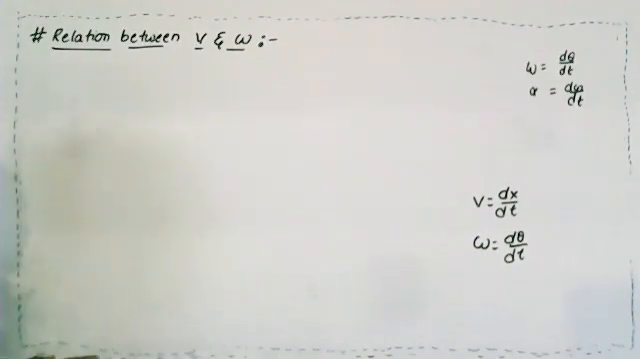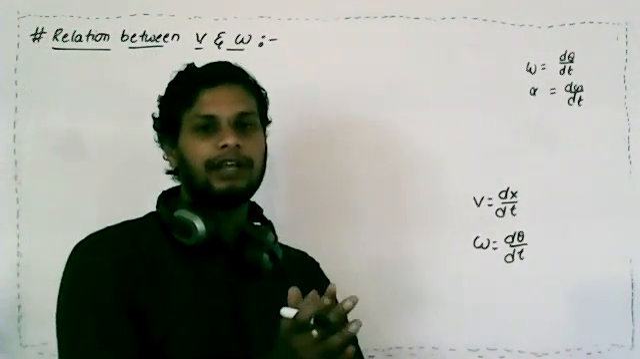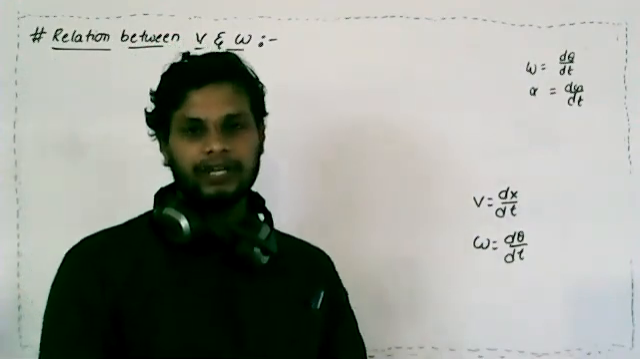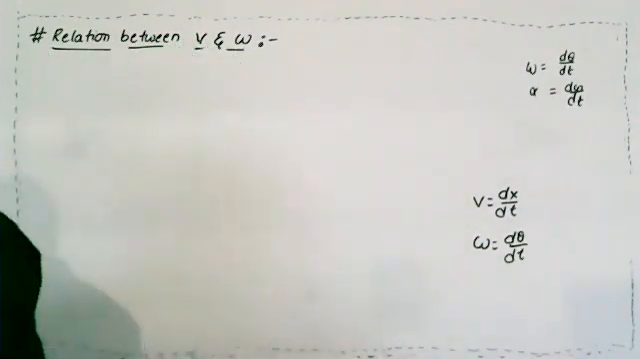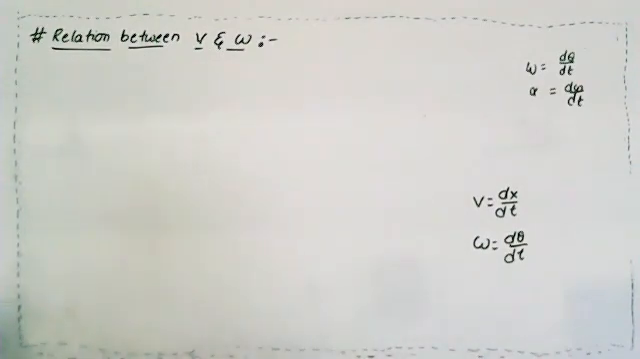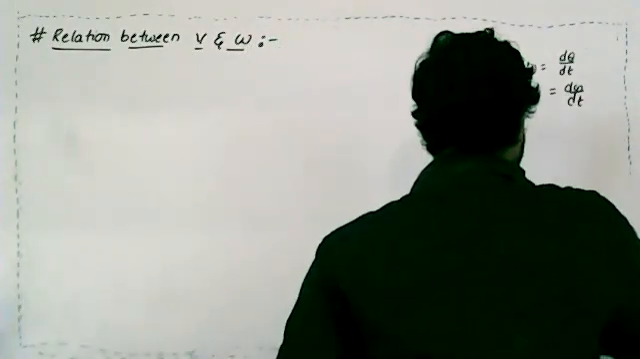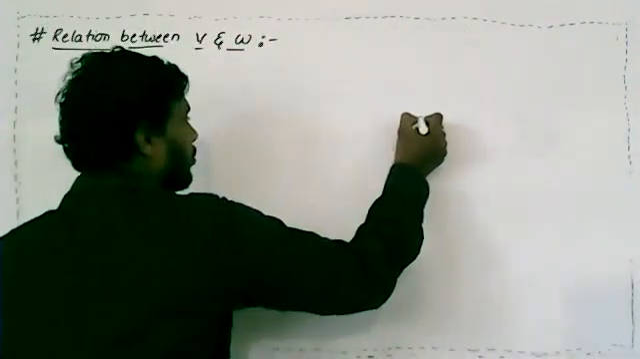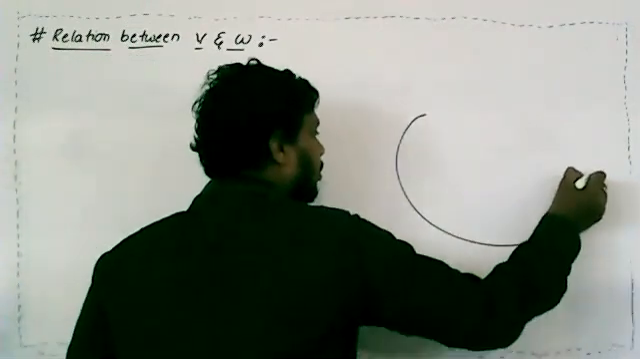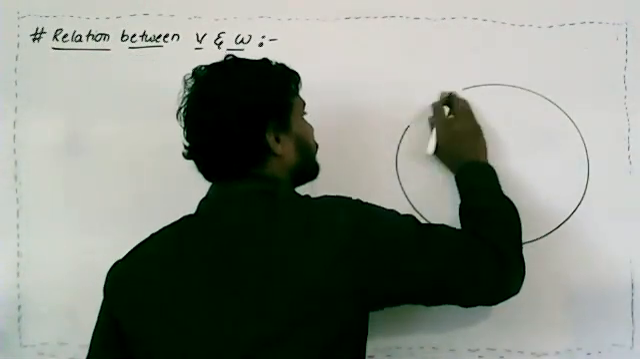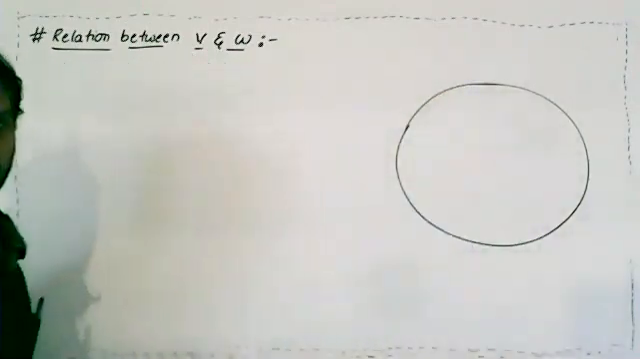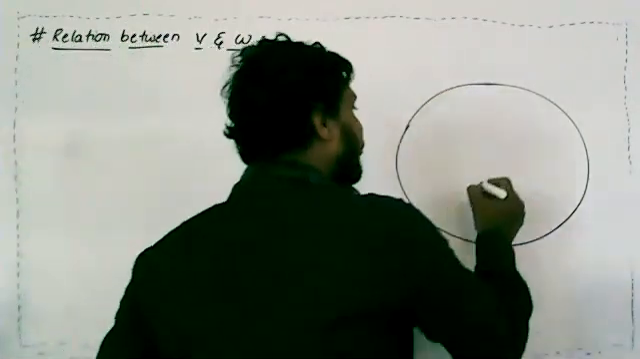Now we are going to find out the relation between linear velocity and angular velocity. For example, I will take a body which is moving in a circular motion. Let us consider this as the body which is moving in circular motion. Now I'll take a fixed point.